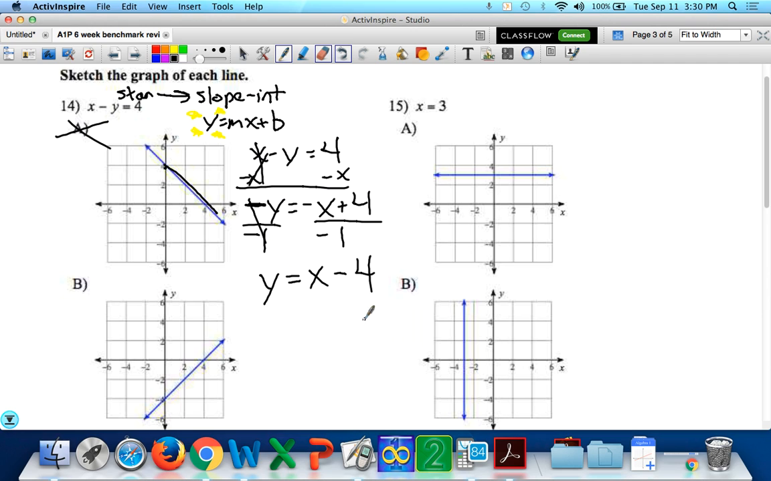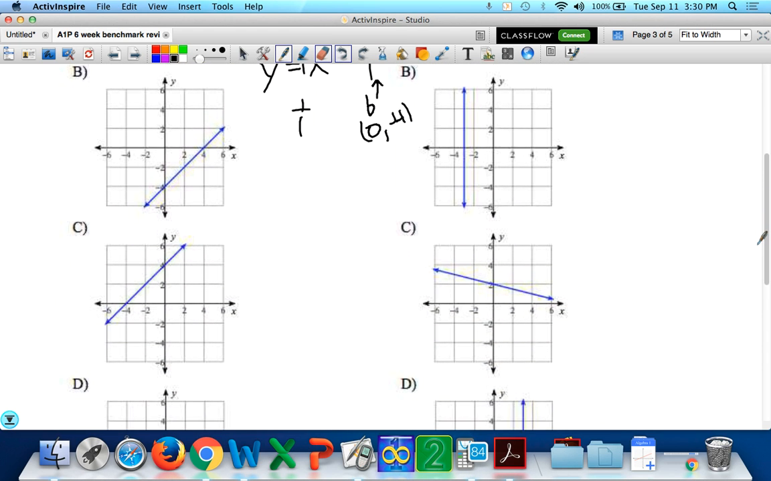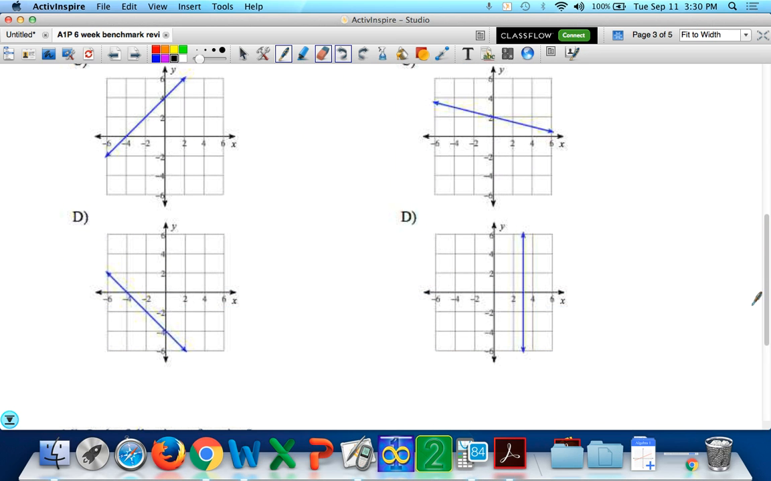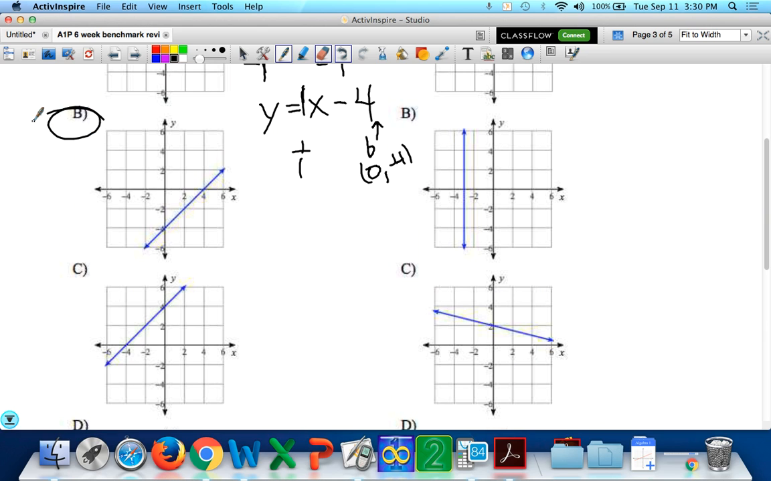So we actually want a slope intercept, or an intercept of 0, negative 4. And we want a slope of 1, which is 1 over 1. So we're looking for something that starts down at negative 4, crosses at negative 4, and goes up 1 over 1. Well, B starts down at negative 4, but so does D. Well, our slope is positive 1, so you should have B.